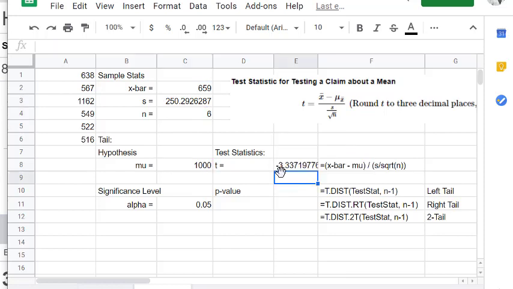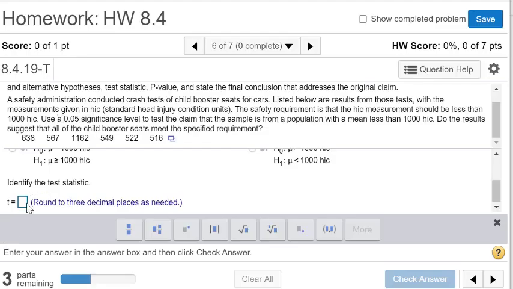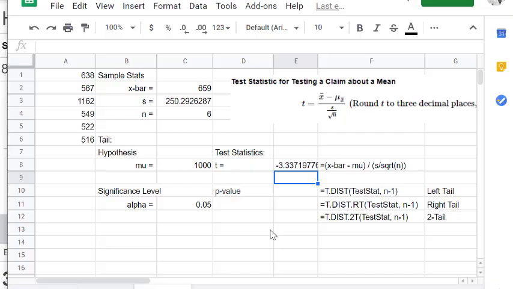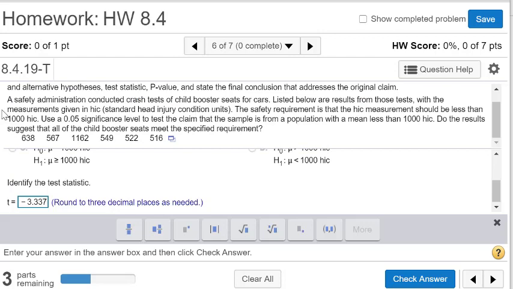It looks like our test statistic is negative 3.337. So let's check that. Negative 3.337 rounded off to 3 decimal places. Let's make sure. 3.371, so I think that's good.